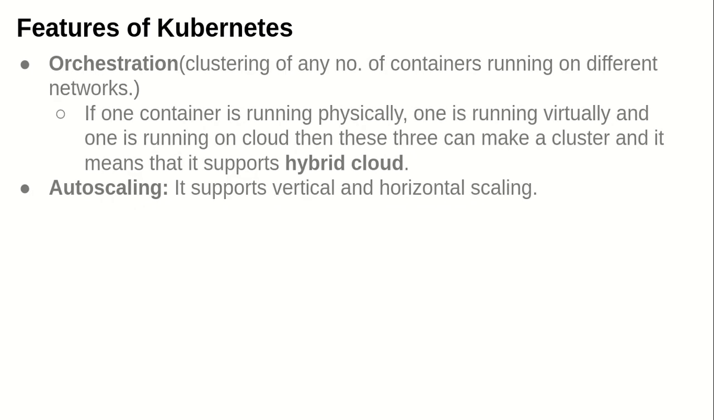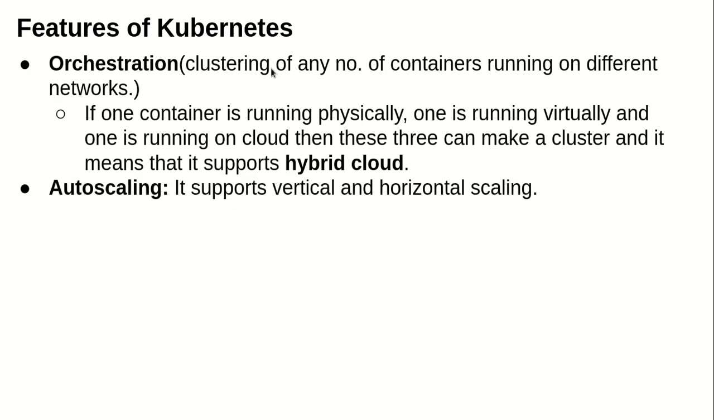Alright. So features of Kubernetes. The first feature is orchestration: clustering of any number of containers running on different networks. So clustering, grouping or bundling of any number of containers running on different networks. Let's say one container is running physically, one is running virtually, and one is running on cloud. So these are three containers that are running in different spaces, right?